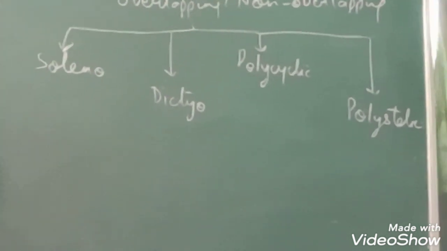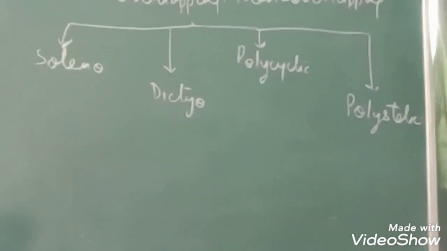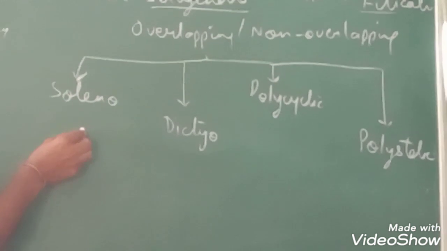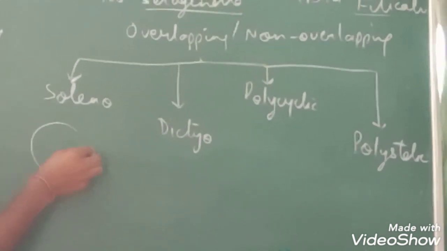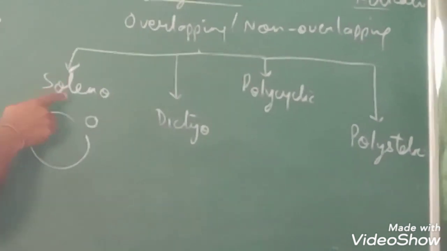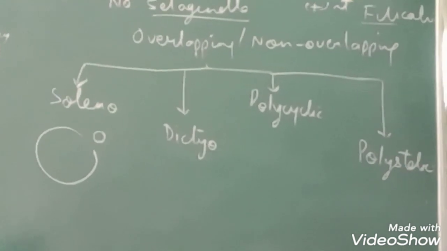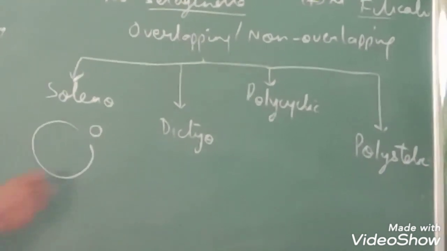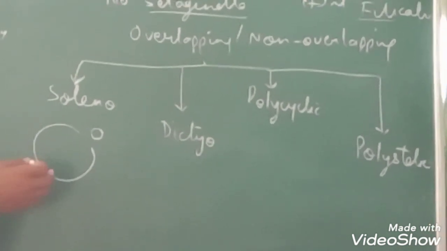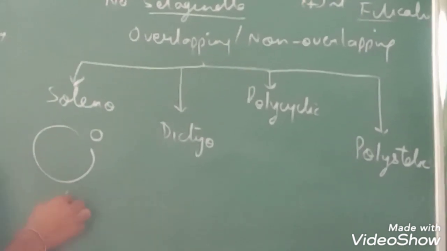The first, that is solenostele, has non-overlapping leaf gaps, and the siphonostele is broken like this. Leaf gaps are present. Now it may be ectophloic or amphiphloic. It is normally found in the lower part of the stem where the gap between the leaves is large, and an example is Adiantum.